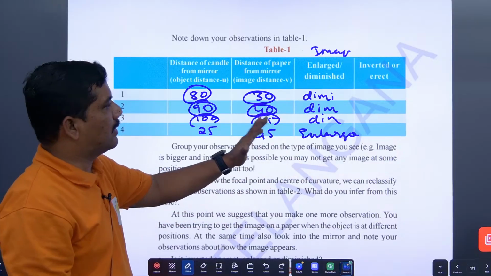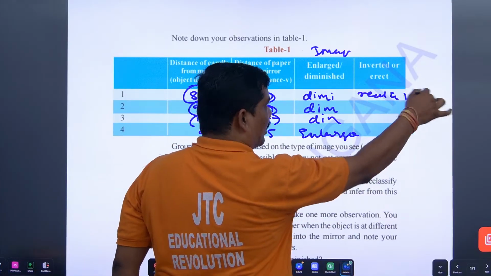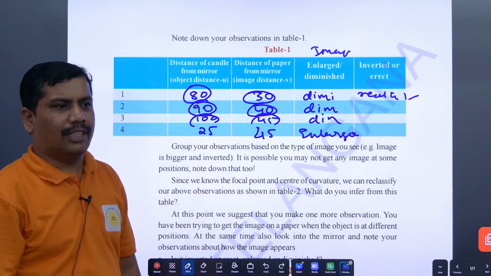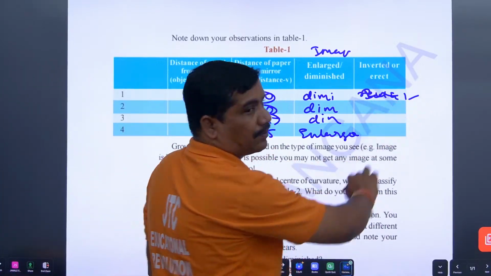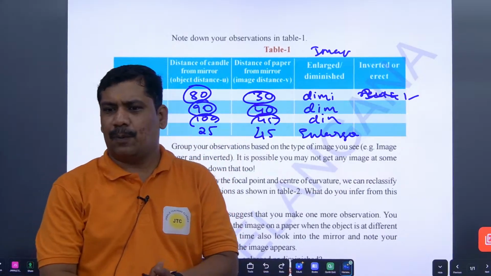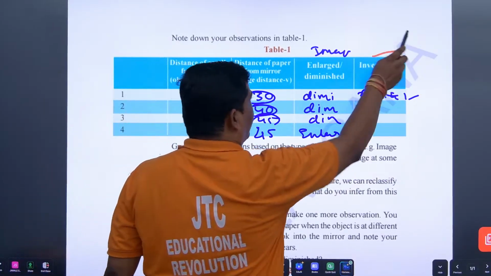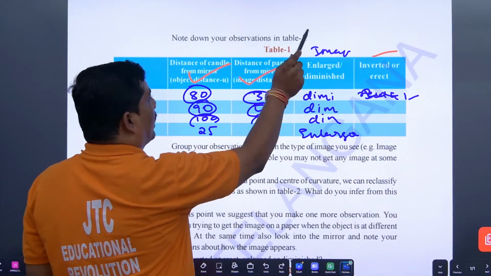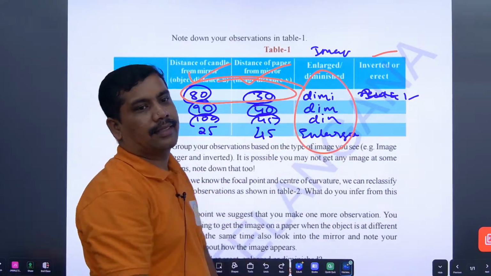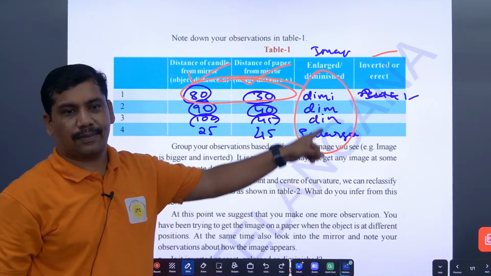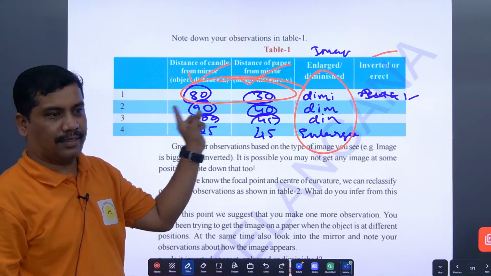And in all the cases, you write only real and inverted. Clear with this point, everyone? Here they asked only inverted, so you write only inverted. So you should write this by default. This is your choice, but this answer depends on your decision. This is not your choice. You should decide this on the basis of what you have written here.